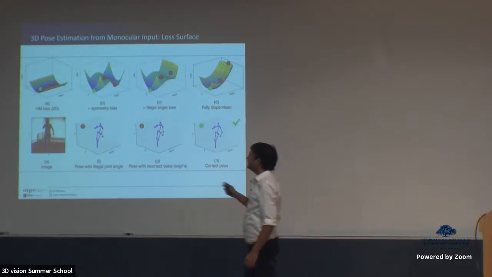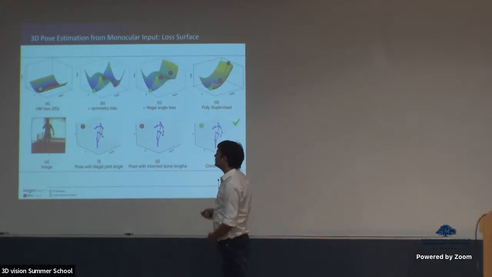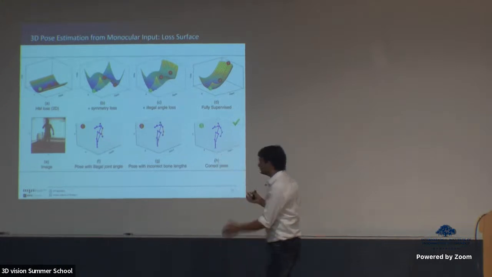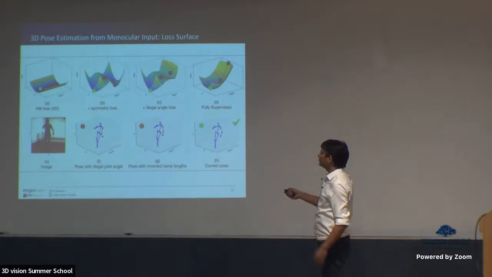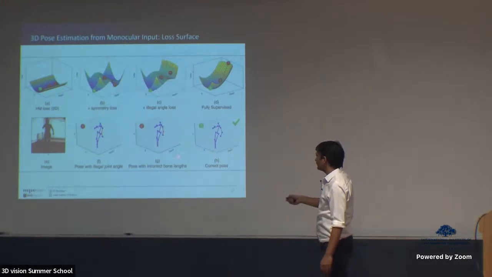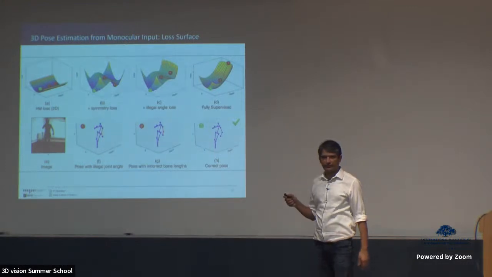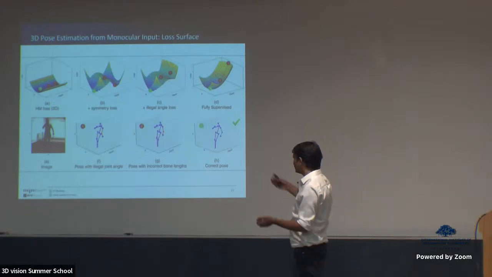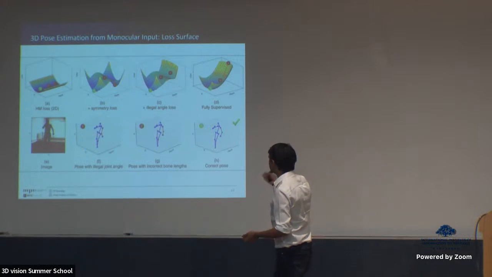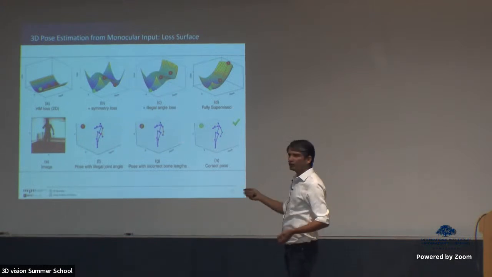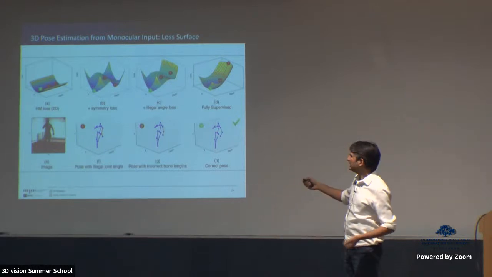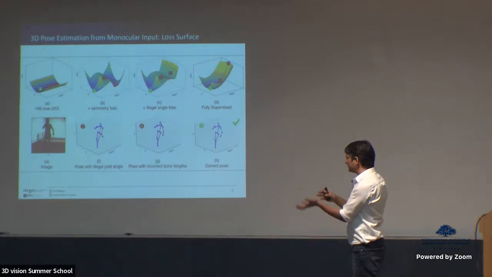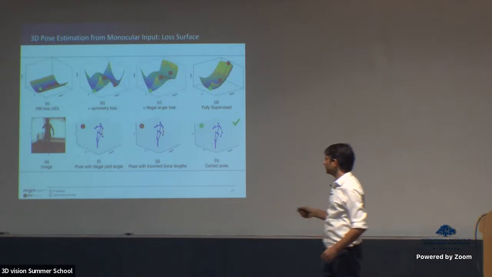So when you have only 2D supervision, when you have only the heat map loss, all these joints correspond to the same projection in 2D. And so all these configurations have the same loss, right? Because there is no notion of Z. The position of the elbow joint is the same when you project it onto the image in all of these. It's only when you look at it in 3D that you see some difference.